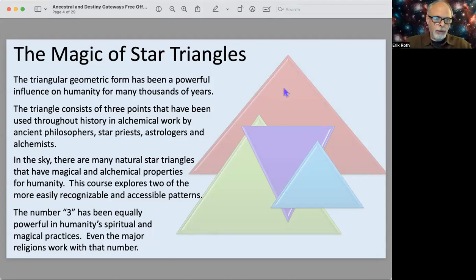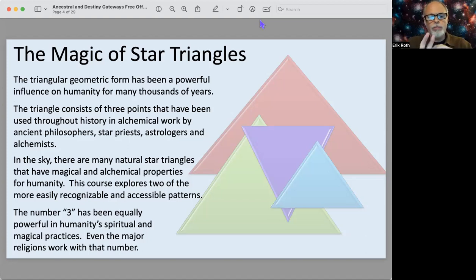Star triangles have this geometric form, and they've been a powerful influence on humanity for many thousands of years. Triangles themselves, not just up in the sky. A triangle consists, of course, everyone knows, of 3 points, and it's been used throughout history. Again, we refer back to the alchemical work by ancient philosophers, star priests and priestesses, astrologers and alchemists. All of them have at one time been connected to and used triangular shapes. Obviously, the pyramids: the 4 sides of each pyramid are triangles. In the sky, there are many natural star triangles that have magical and alchemical properties for humanity.